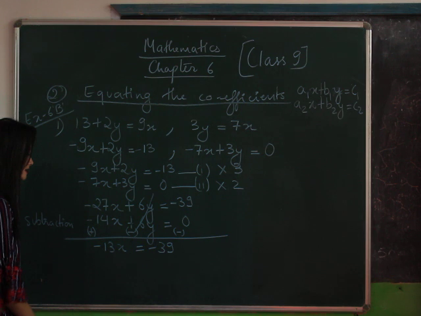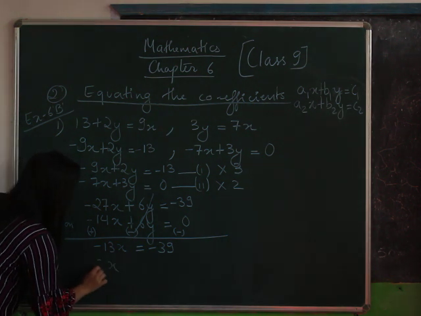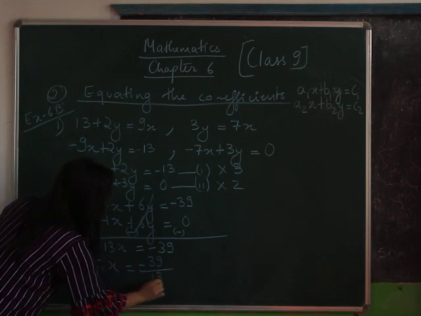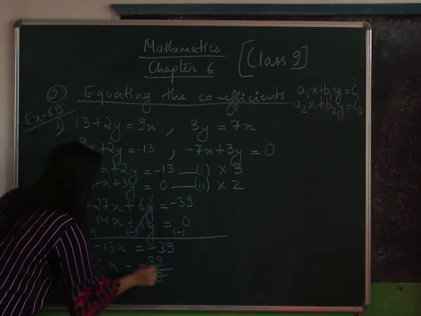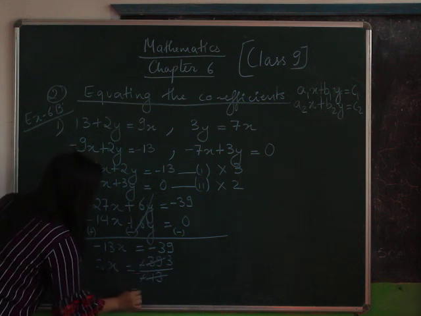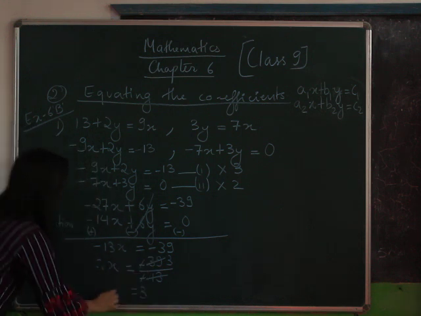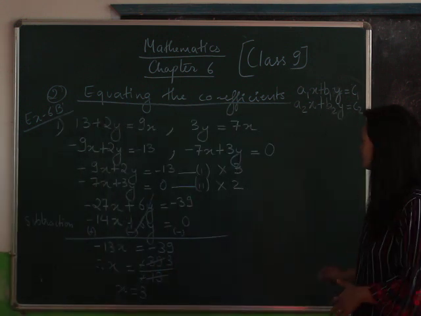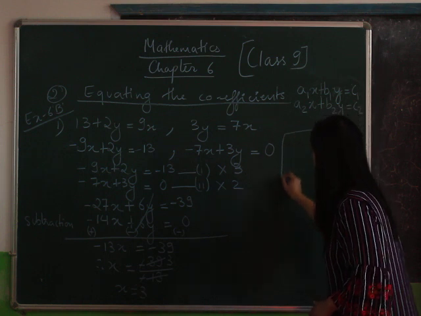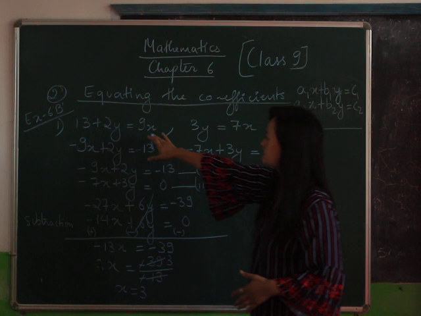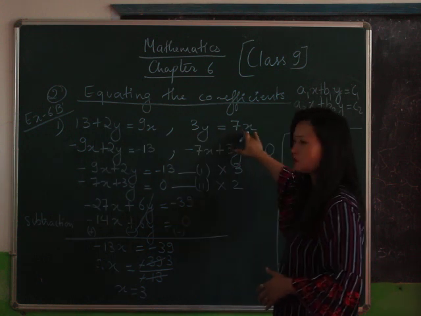So we get, therefore, x equal to minus 39 divided by 13. And 13 how many times? 3 times. Minus and minus get cancelled, which becomes positive. So we get the value of x as 3. The value of x is 3. Now we need to find the value of y as well. You can put the value of x in either of these equations, the first equation or the second equation.